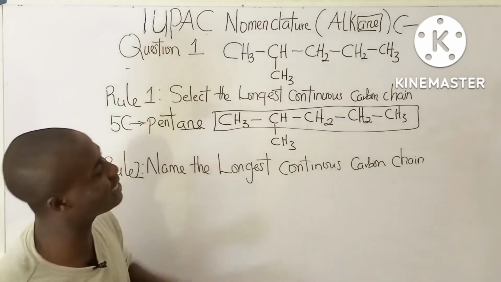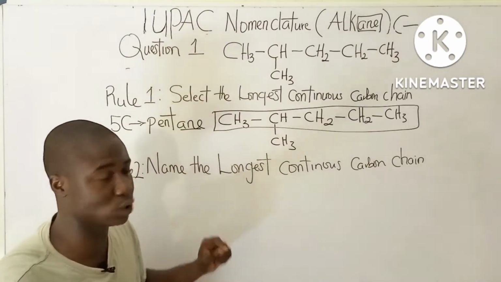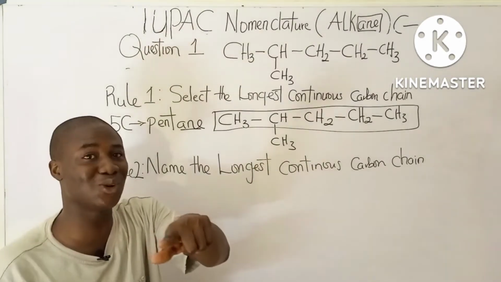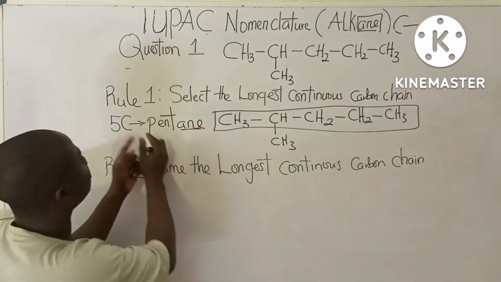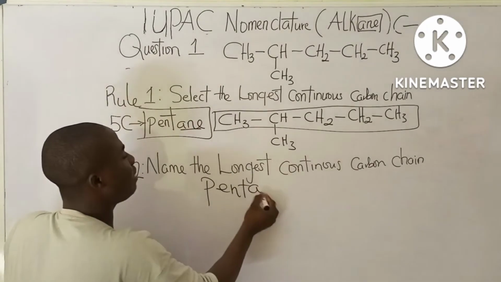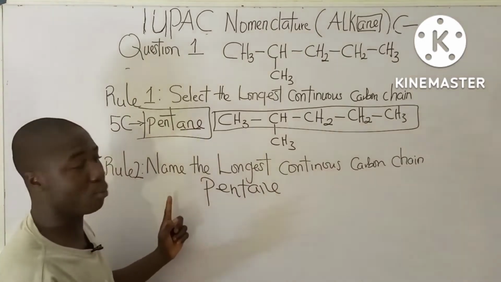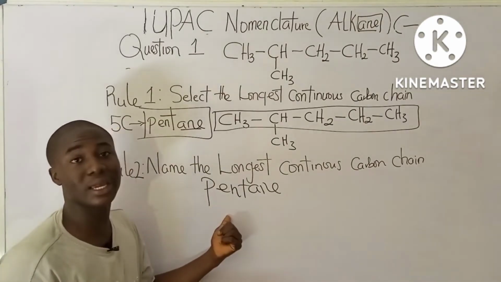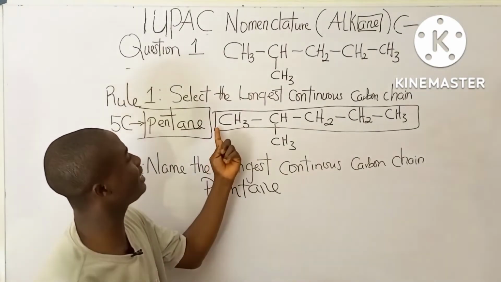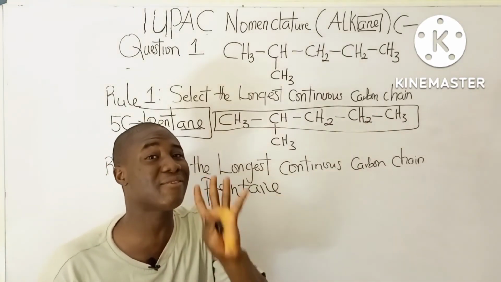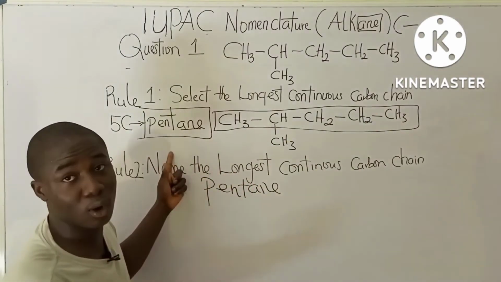But looking at this same compound, it has a substituent. Before we go over there, let us name the longest continuous chain. Naming the longest continuous chain becomes pentane. Okay, that's the answer. We've named the longest continuous chain. That's for rule number 2: name the longest continuous chain. And the longest continuous chain now is pentane, because you can see that when we counted the carbons, we had 5 carbons, and a 5 carbon compound is basically called pent.